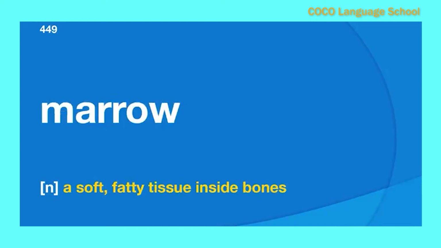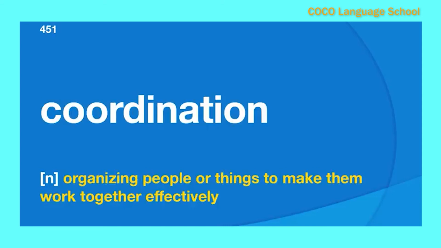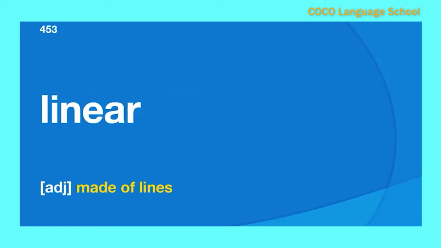A soft, fatty tissue inside bones. Marrow. The short, thick finger on the side of your hand. Thumb. Organizing people or things to make them work together effectively. Coordination. To express something clearly using language. Articulate. Made of lines. Linear.